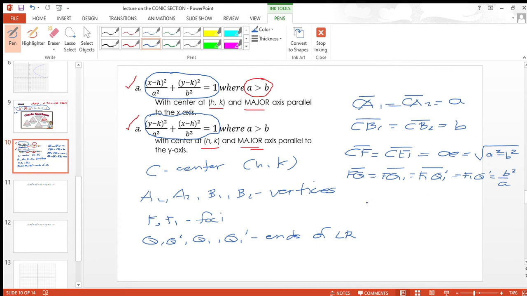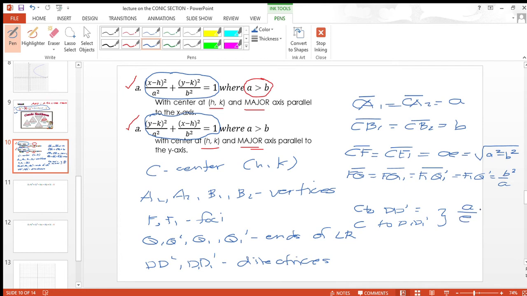Okay, and then for the ellipse, we will have two directrices. We have DD prime and D1 prime. These are our directrices. And the directrices, we have the distance center to directrix DD prime and center to the other directrix D1 prime will have a value A over E. So the distance is A over E. Okay, so there you have the parts.